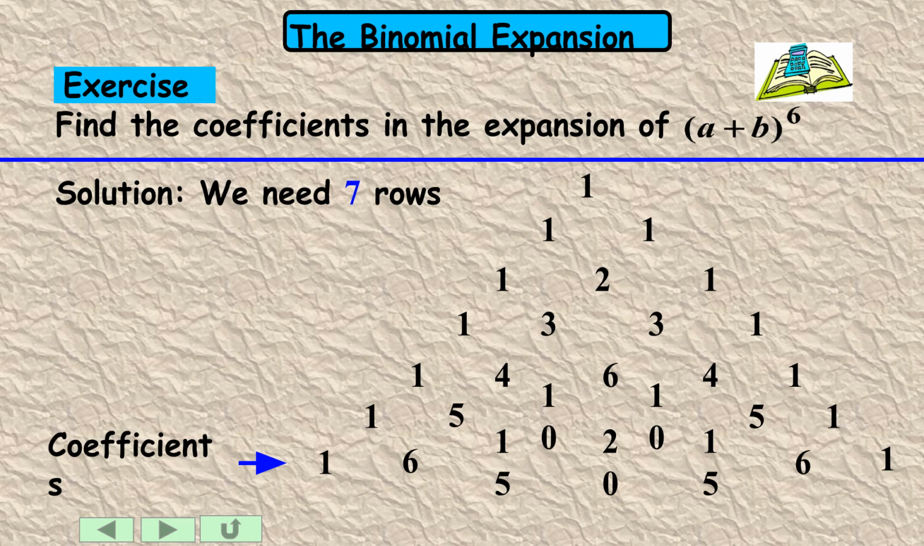Let's find the coefficients in the expansion of a plus b to the power of 6. Since the power is 6, we need 7 rows in Pascal's triangle. Starting with 1, the coefficients are 1, 6, 15, 20, 15, 6, and 1.